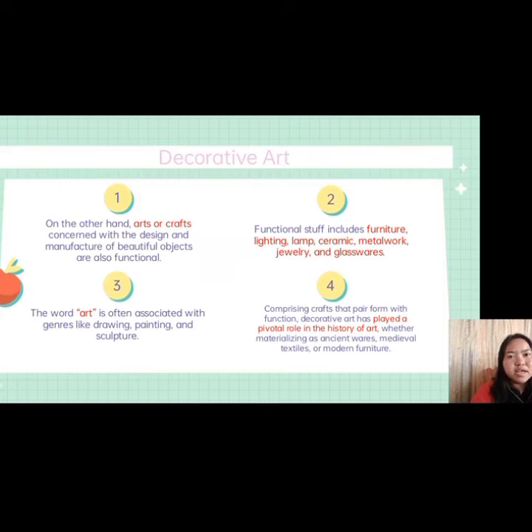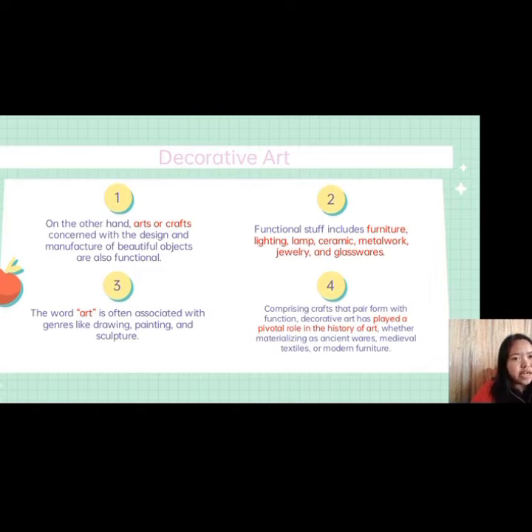Decorative art, on the other hand, comprises arts or crafts concerned with the design and manufacture of beautiful objects that are also functional. Functional items include furniture, lighting, lamps, ceramics, metalwork, jewelry, and glassware, which are examples of decorative art. The word art is often associated with genres like drawing, painting, and sculpture. And that is an example of fine art.